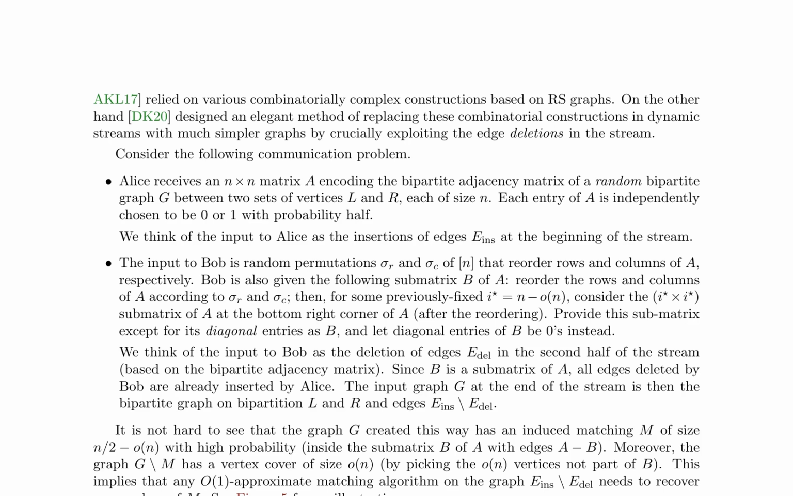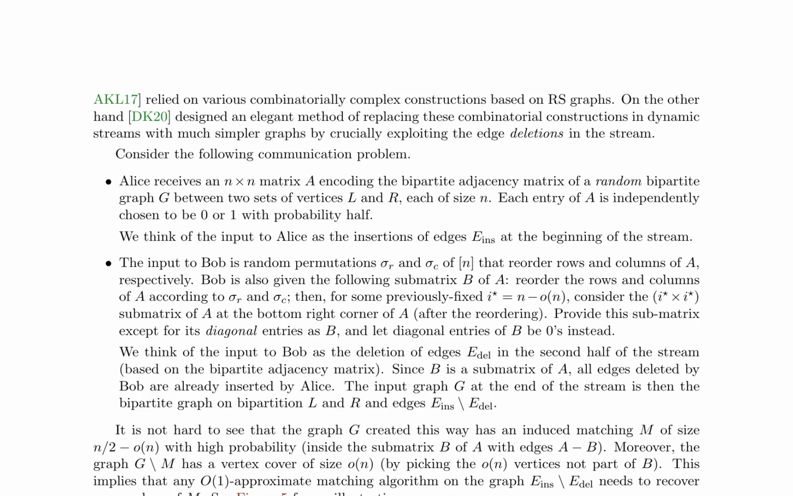This input to Bob can be viewed as the deletion of edges A_del in the second half of the stream, based on the bipartite adjacency matrix. The graph G created in this manner has an induced matching M of size n^(2-O(1)), with high probability, and the graph G minus M has a vertex cover of size O(n). The authors argue that any O(1) approximate matching algorithm on the graph needs to recover many edges of M. This is illustrated in Figure 5, which shows the inputs A and B to Alice and Bob, respectively.